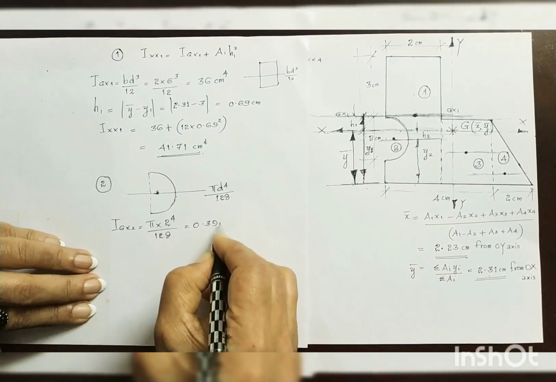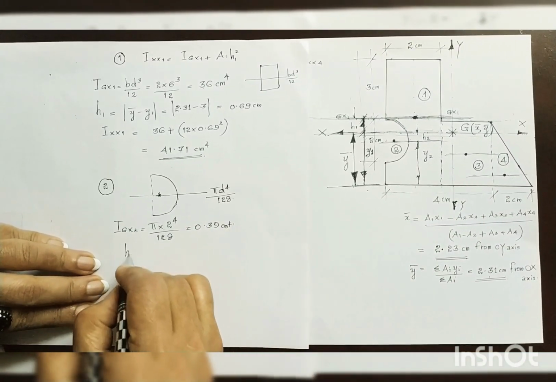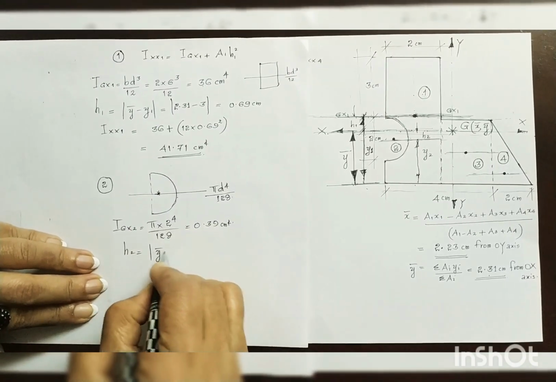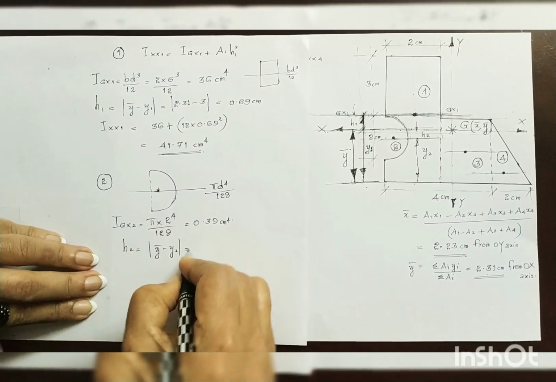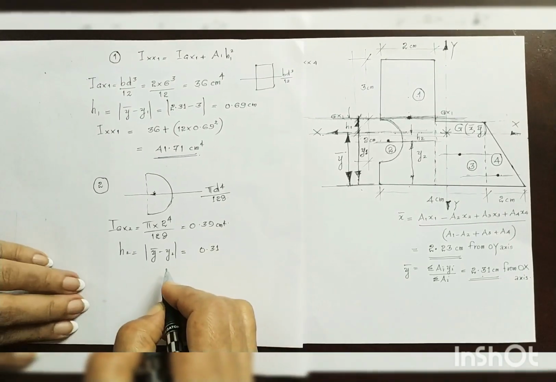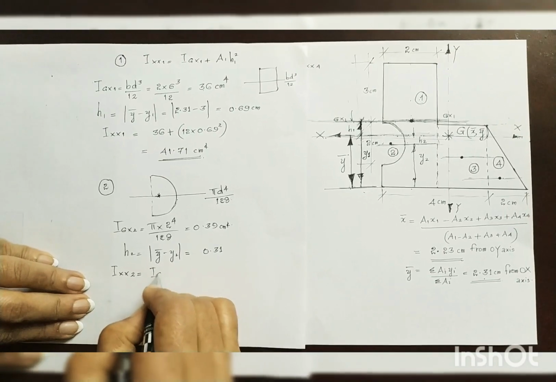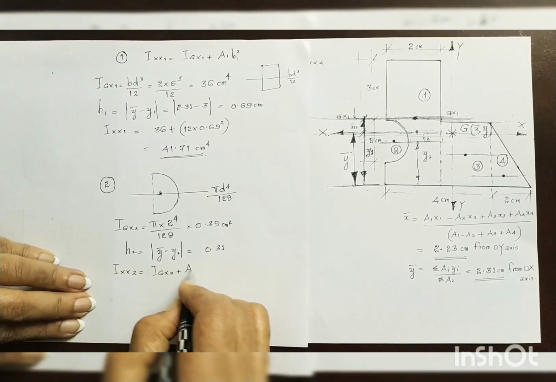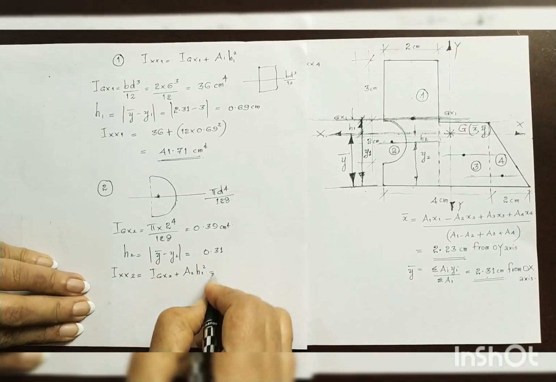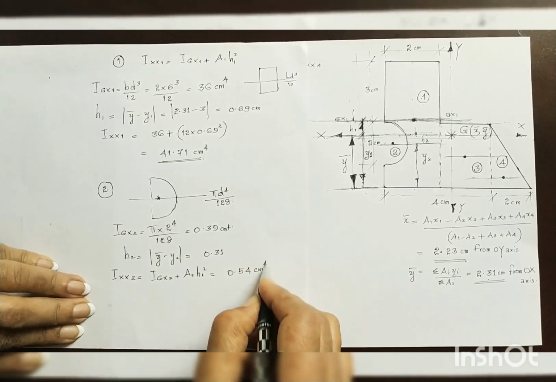0.39 centimeter raised to 4, and H2 is absolute value of y bar minus y2 is equal to 0.31, and hence we find Ixx2 is equal to Igx2 plus A2 into H2 square is equal to 0.54 centimeter raised to 4.